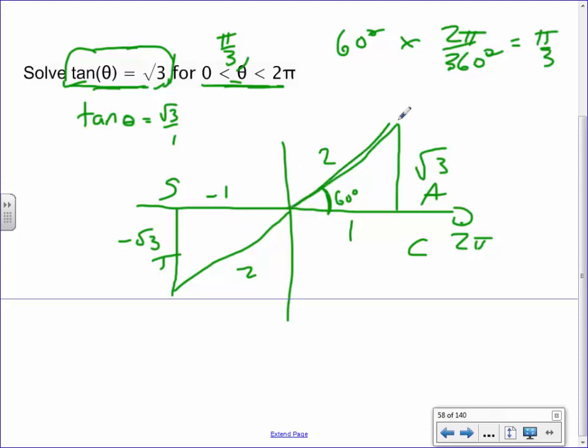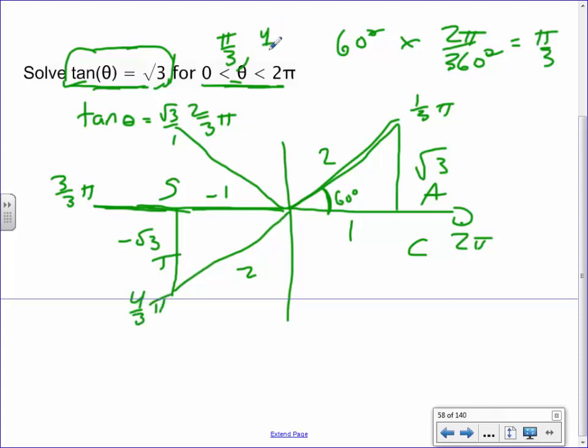Well, if this was the first third of pi, in this quadrant it would be the second third of pi. Flat across would be the third third of pi. Right? 180 is always 1 pi. Well, this quadrant right here would be the fourth third of pi. There's my second answer: 4/3 of pi. Are there more answers than this? Within my parameters? No. Okay.